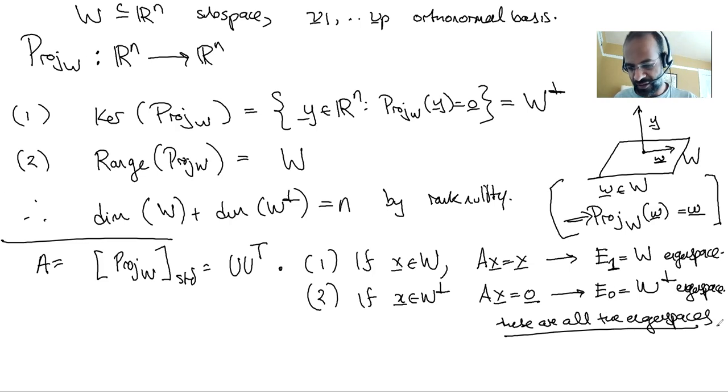Orthogonal projections are among my favorite linear transformations. I think about them a lot. And the matrices of orthogonal projections are very simple in terms of eigenvalues. The eigenvalues are just 0 or 1. Okay.